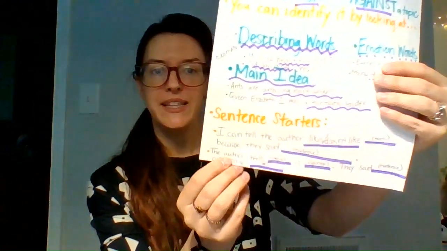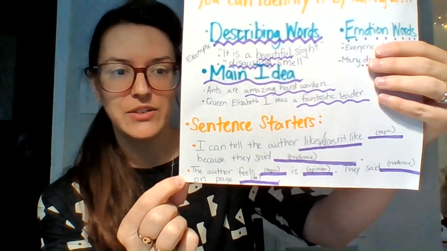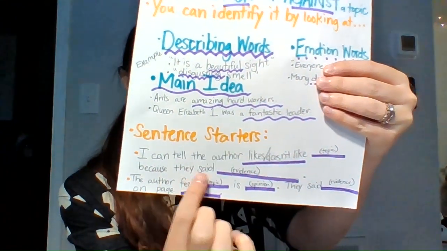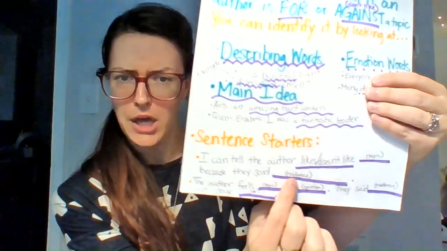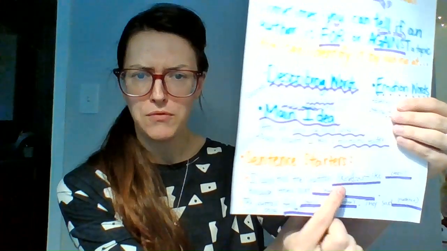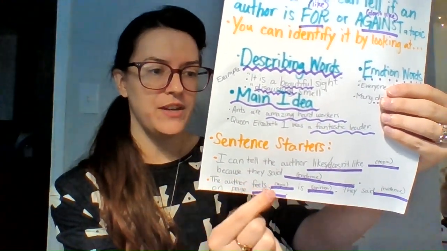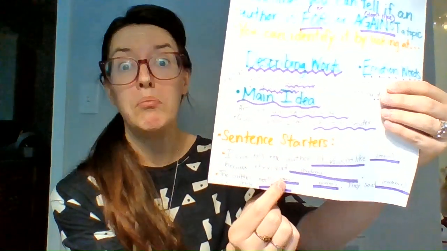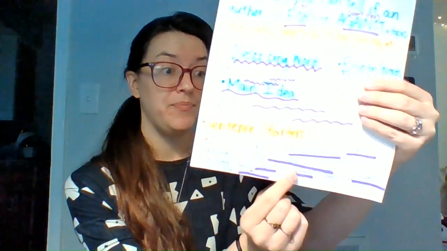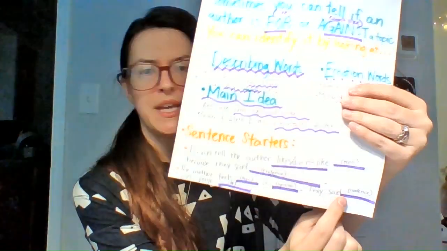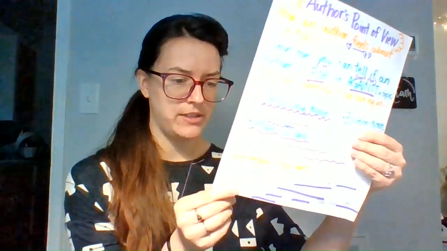And then I also included some sentence starters down here. I can tell that the author likes or doesn't like blank because they said that it was disgusting, that it was beautiful, that it was great. Or we have here, the author feels that a topic like baseball is interesting, and then they said that baseball is everyone's favorite sport on page 12.